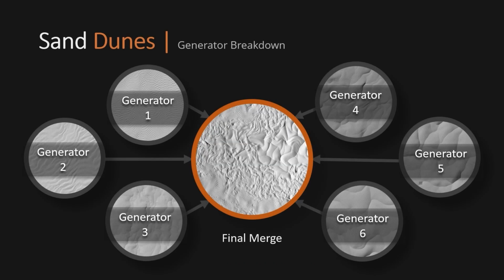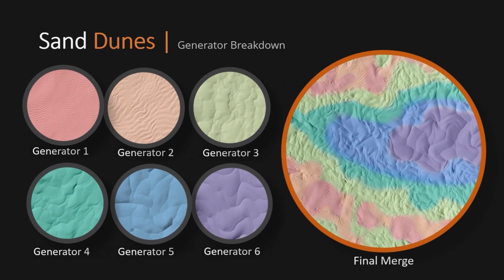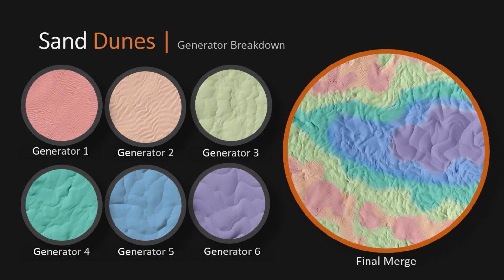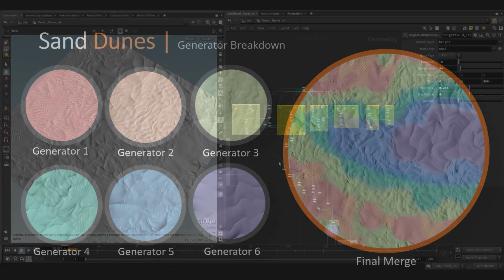Okay, and now let's take a look under the hood. So the core of the system is 6 separate generators with different dune patterns that have been combined to create the final desert landscape. Each generator has a different dune size, and by combining them in the optimal way, it is possible to create a smooth transition from large to small dunes, as you can see in the image. And now let's open up Houdini and we'll have a look at how this works.